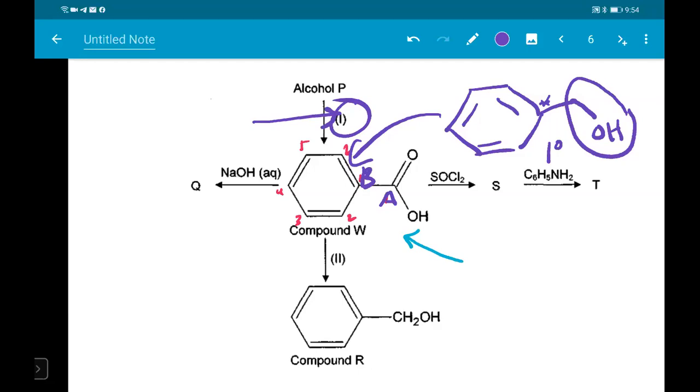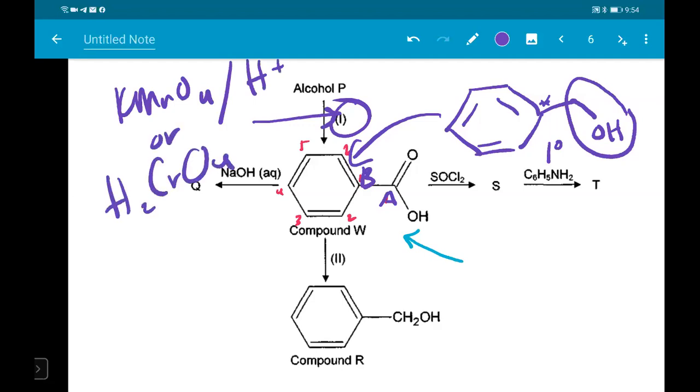Better you put KMnO4 dengan H+ sekali. Acidified. Right? Because you need to have a strong oxidating agent. Salah satu contoh adalah potassium permanganate in acidified medium. Or we can also use chromic acid. And because you need to convert the structure into carboxylic acid. Alright, terima kasih.